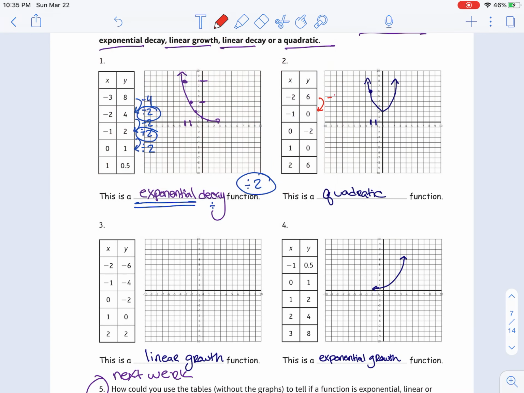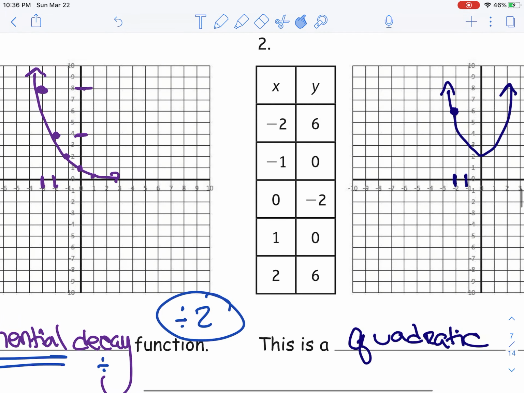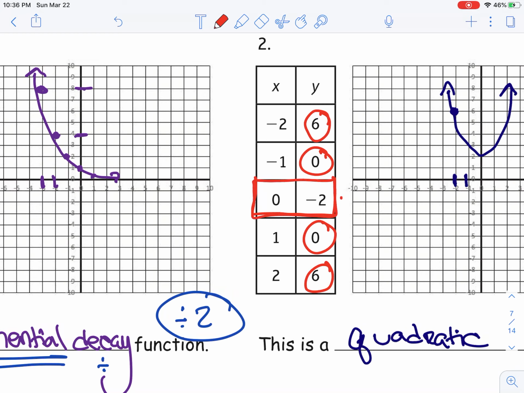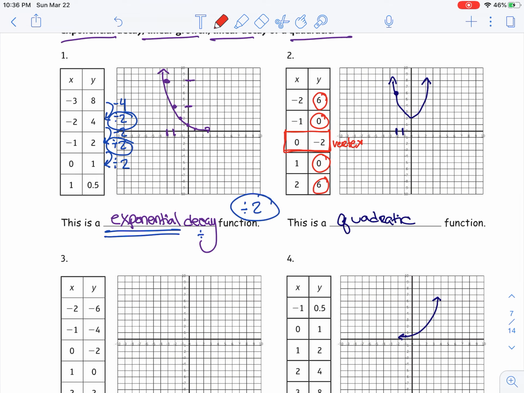So right here, I've got -6, I have no dividing pattern. I have -2, that pattern doesn't match. Okay, so I'm trying to see if I see any other pattern looking at this table. And I see a 6 matching a 6, I see a 0 matching a 0, and then this would be our middle point or our vertex. So we're looking for that match pattern. And that matching pattern makes a quadratic function. Fun fact, it's a positive because it's an upwards U shape.